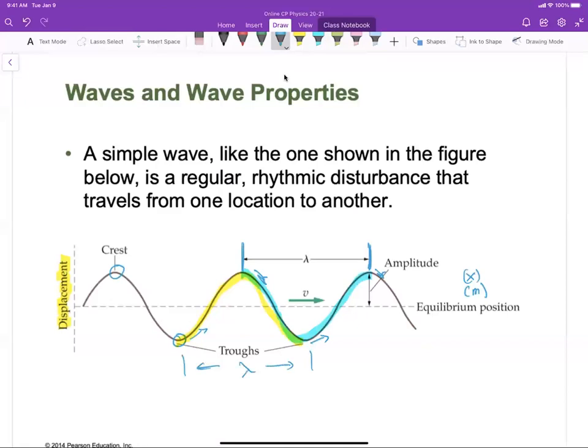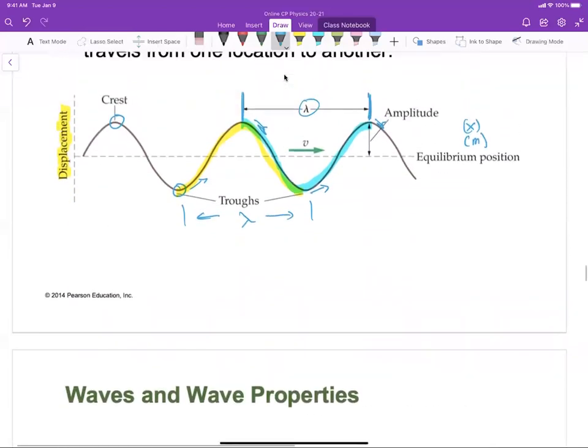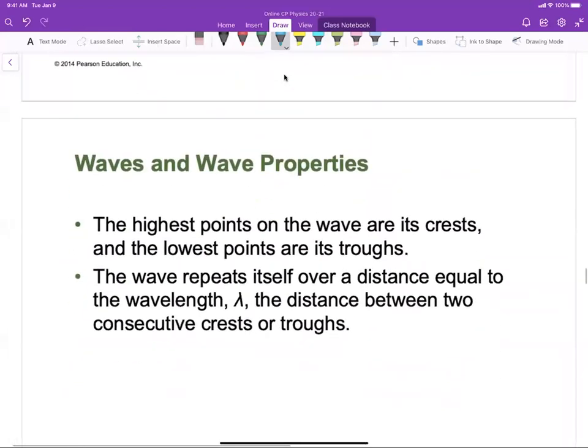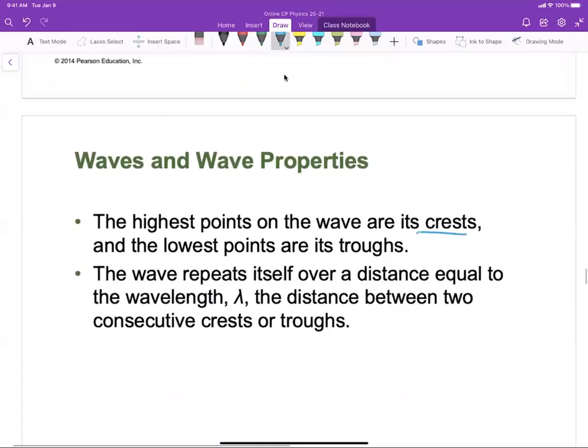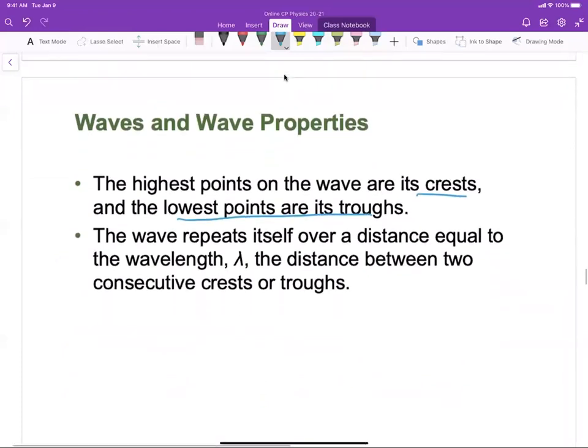The wavelength is given by the symbol lambda, and is measured in meters. So the highest points on the waves are called crests. The lowest points are troughs. The wave repeats itself over and over, and the wavelength is equal to the distance between consecutive crests or troughs.